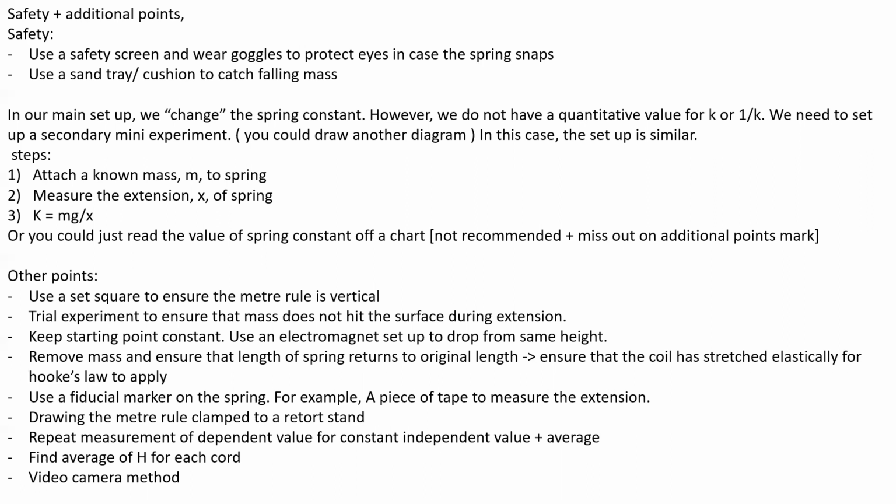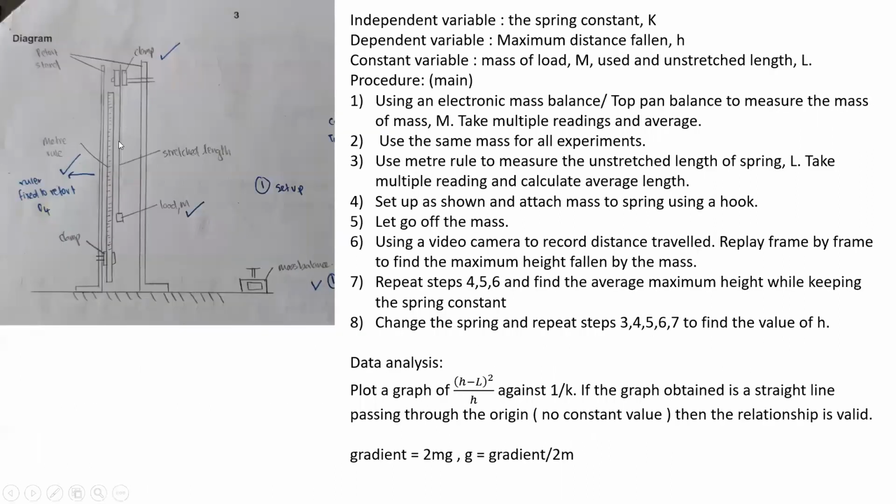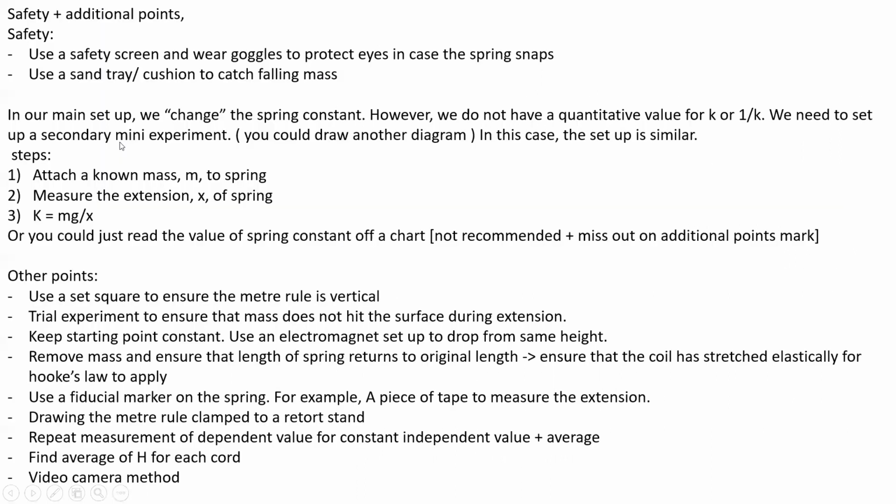Use a fiducial marker on the spring, for example, a piece of tape, to measure the extension. So basically you can attach a fiducial marker over here, and you can measure the distance traveled by the fiducial marker to find the extension. I hope that makes sense. I don't really have a diagram explaining this, but it's basically a piece of tape, and then you measure the distance traveled by the piece of tape as the spring expands, or as the cord expands, which gives you the distance traveled.